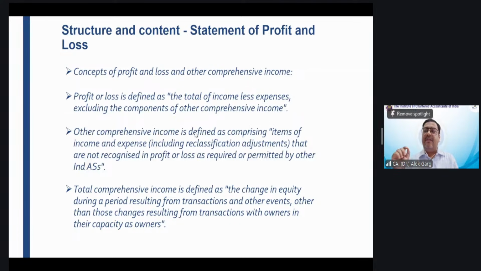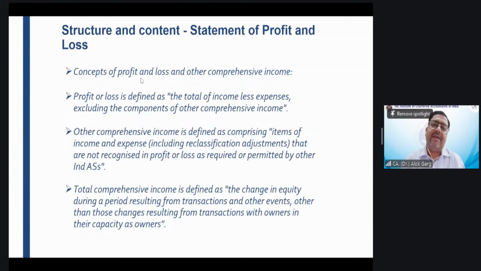Friends, in case of this current and non-current classification, there is para number 56 of Ind AS 1 which says that deferred tax asset and deferred tax liability will always be shown as a non-current asset and non-current liability. That is why even in the Schedule 3 format, you will see that this DTA DTL is coming under non-current asset and non-current liability. It is not part of current asset and current liability.